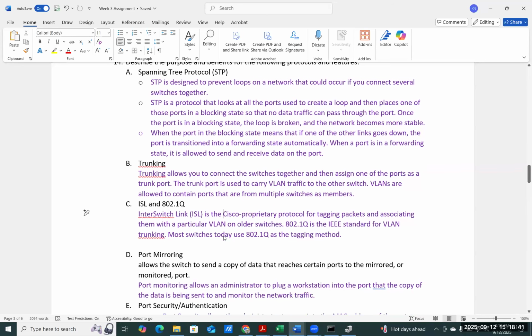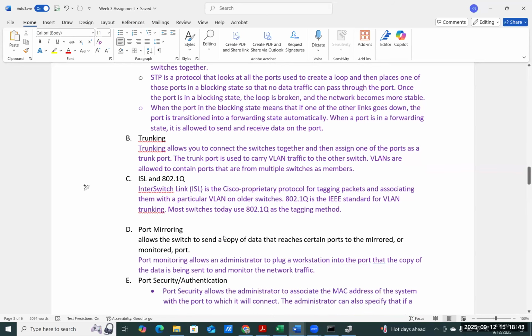Port mirroring. Port mirroring is a way that we can take a port, a physical port, which is a point of connection where you plug in your cable, right? And we can duplicate that same thing. We can mirror it so that it would send a copy of your data to another port. Port mirroring is important in cybersecurity because we do this for monitoring purposes.